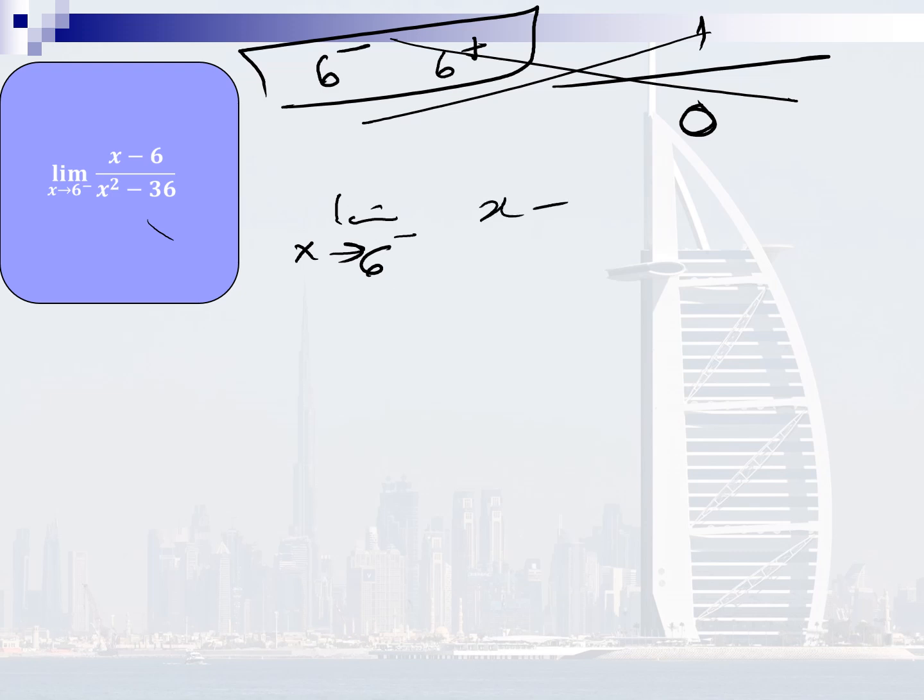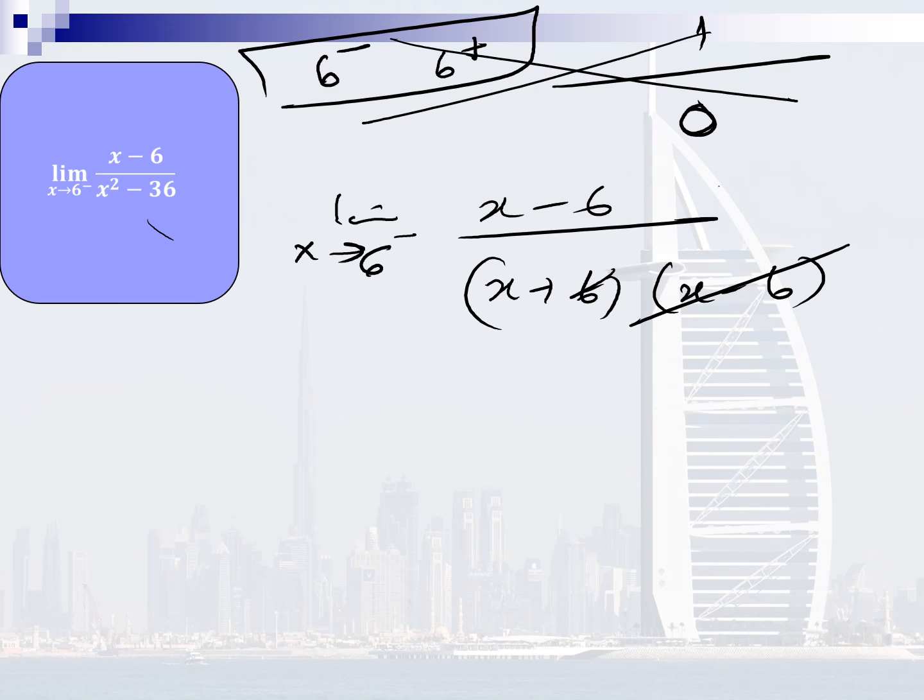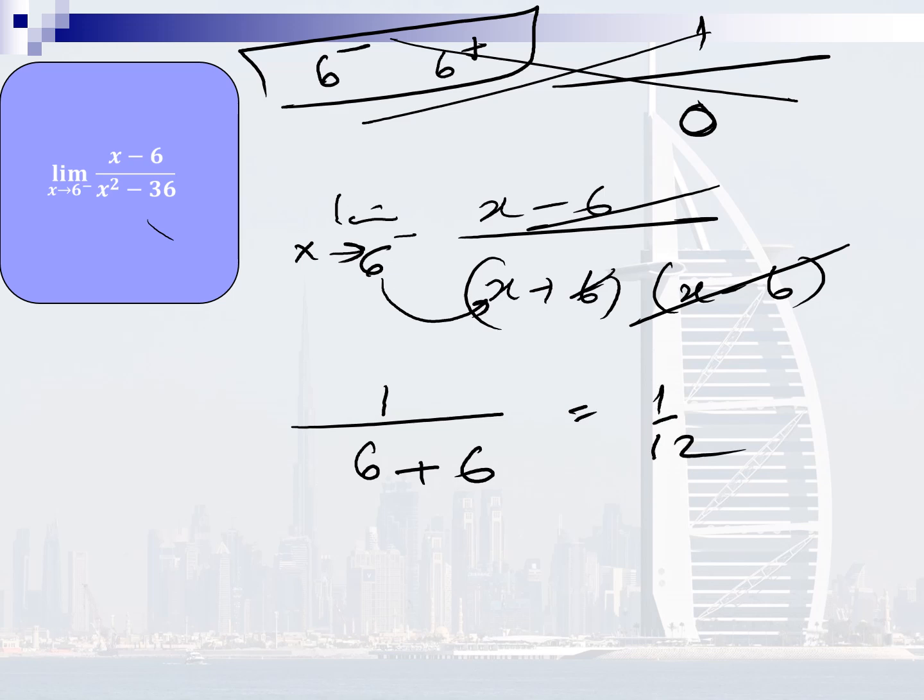Write down x minus 6 on the top, and factor x squared minus 36, which always gives you x plus 6 and x minus 6. Now x minus 6 cancels, and on the top nothing is left, nothing means 1. Then apply the limit: replace x by 6, so you get 1 over 6 plus 6, which is 1 over 12.